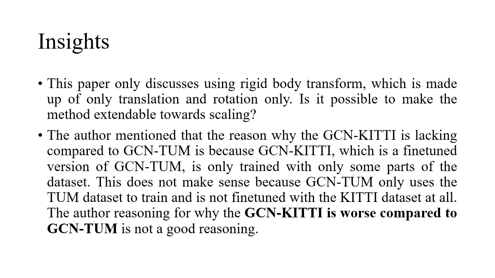And then the next one is about the experiment part in the paper. The author mentioned that GCN-KITTI is lacking compared to GCN-TUM. The reason for this is that GCN-KITTI, which is a fine-tuned model of GCN-TUM, is only trained with some parts of the KITTI dataset. This reasoning does not make sense because GCN-TUM only uses the TUM dataset to train, and it is not fine-tuned with the KITTI dataset at all. So we think that the author's reasoning for why GCN-KITTI is worse compared to GCN-TUM is not a good reasoning.